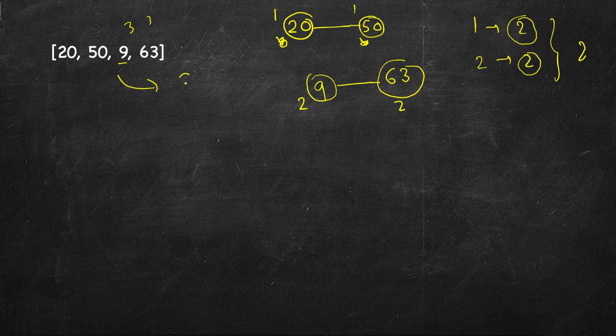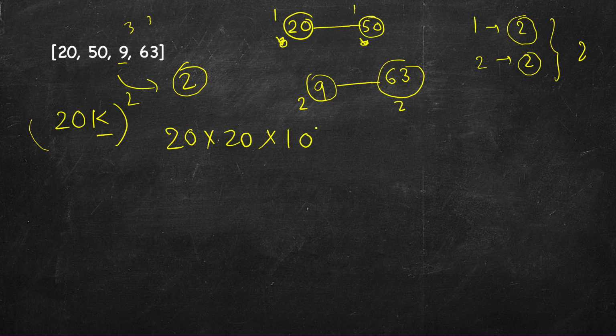So you return 2. This approach should work, but as I said, we can have 20k elements, and if you take the square, it will be 20 times 1000 multiplied by 20 times 1000, so 400 million operations just to build the graph. And for checking the common factor, you will have to do more work. So we will not follow this approach.